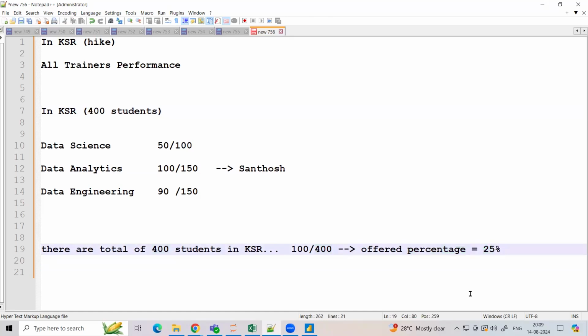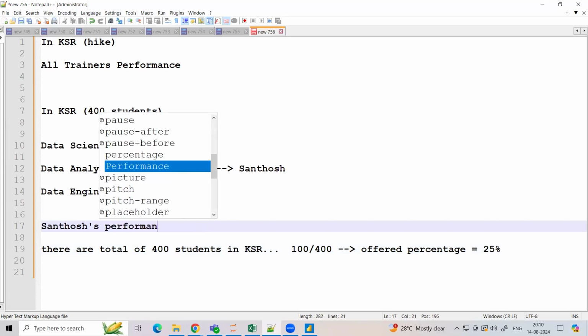Is it correct? What about data science and engineering? No, no, it's only data analytics. See, how do you calculate the percentage? People who got offered divided by the total students. No, we are teaching only data analytics. But what about data science and data engineering? I did not teach them. So it should only be the analytics part, divided by 150. Are you sure? Then yes, correct.